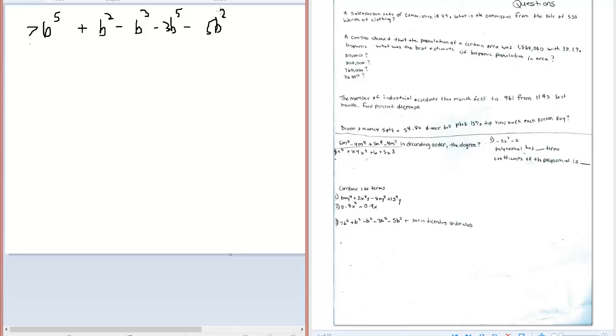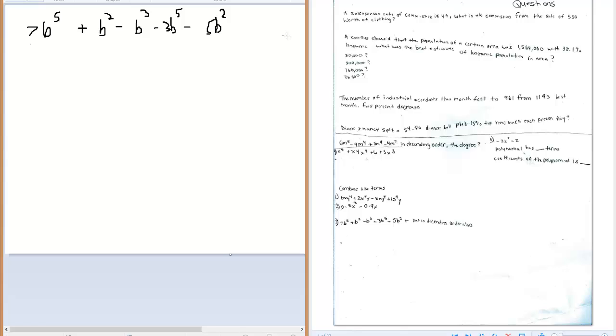And they're asking two things. Combine the like terms as well as arrange them in descending order. So you have two options. You can either combine like terms first and then arrange them, or you can arrange them in descending order and then combine the like terms.